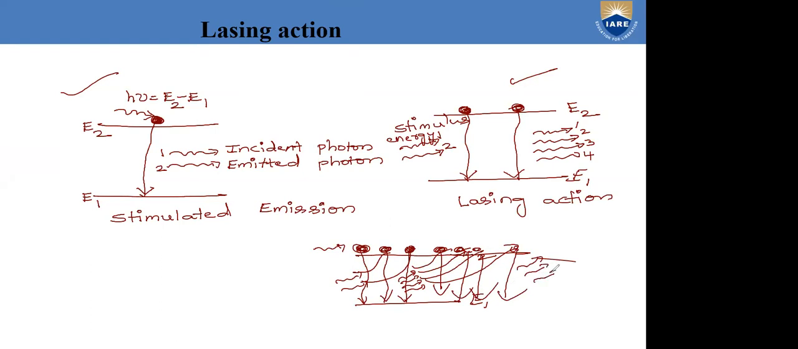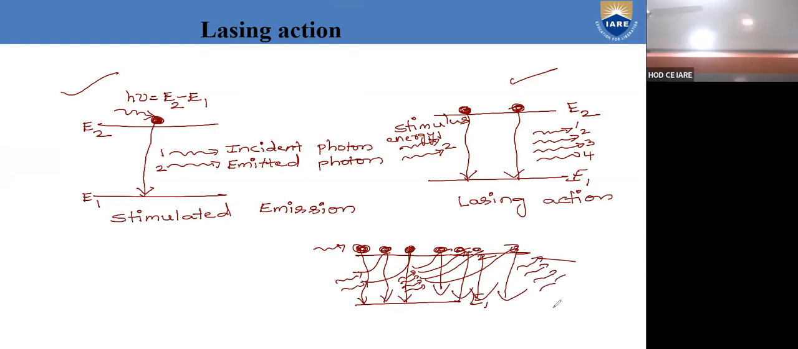Photons are emitted, so this number of photons is going to multiply. There will be multiplication of photons. Lasing action is nothing but multiplication of photons. And how are these photons multiplied? Because of stimulated emission. One stimulated emission is enough in order to get a lot of photons.